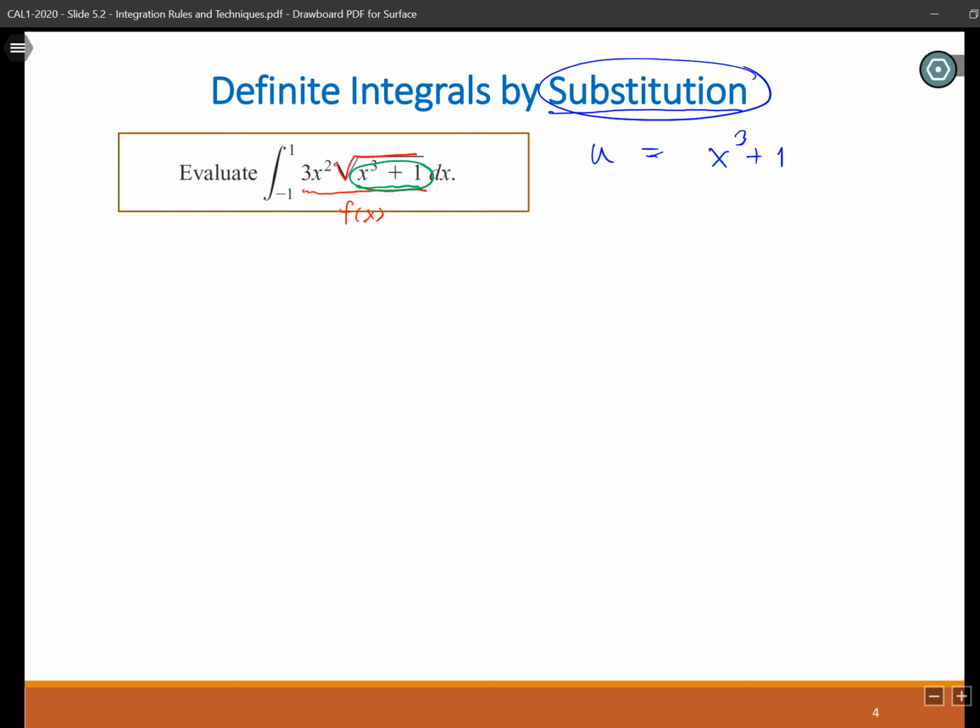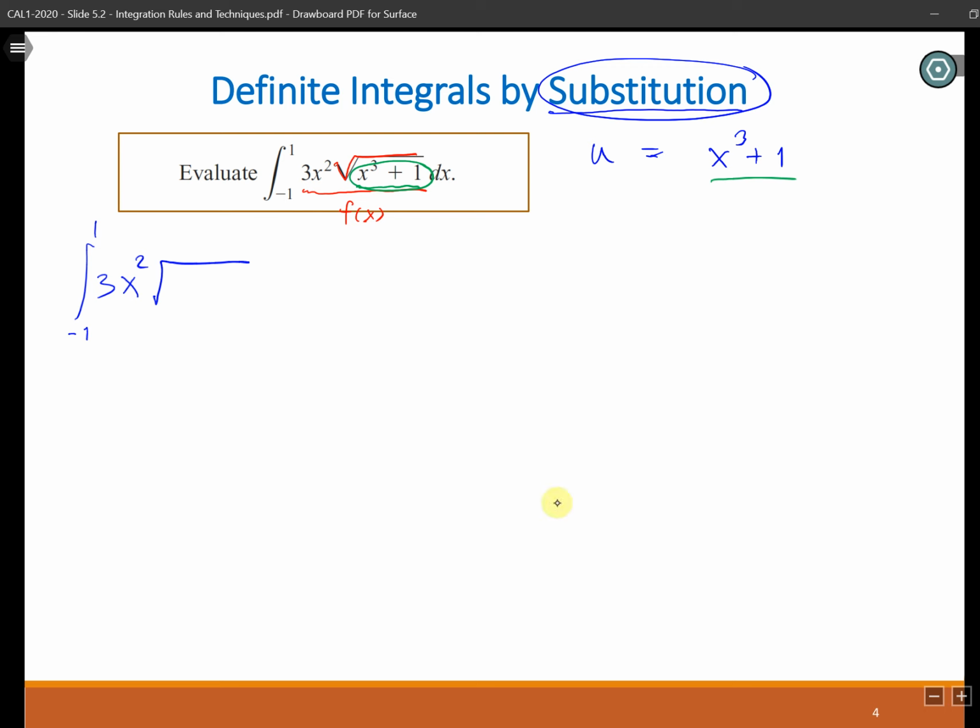All right. So that is u equal to x cubed plus 1. So let's continue with that. This is going to be a definite integration, starting from x equal to minus 1 and ending at x equal to 1. 3x squared is still there, square root of x cubed plus 1, but then we have this. We make it simpler.